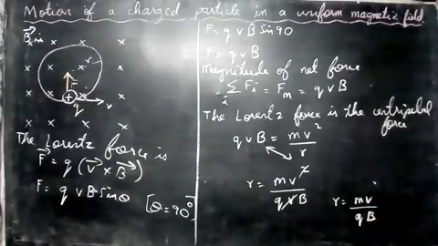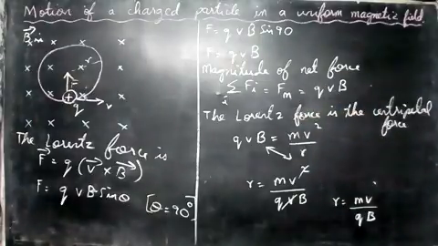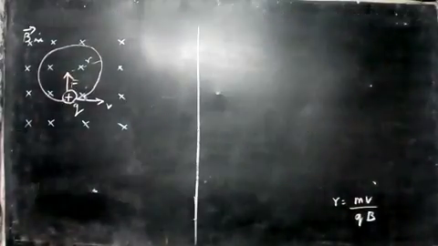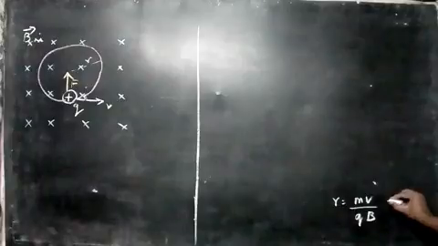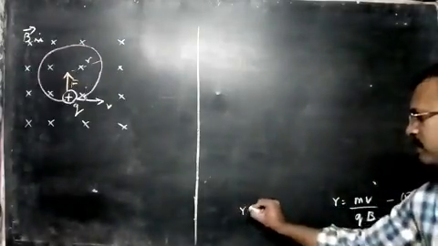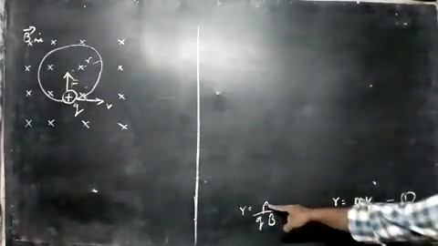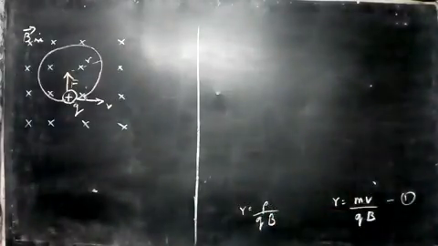Now let us write this as equation 1. We can also write it another way: r equals P divided by QB. Here P means the momentum, P equals mv. That's another way of writing it.